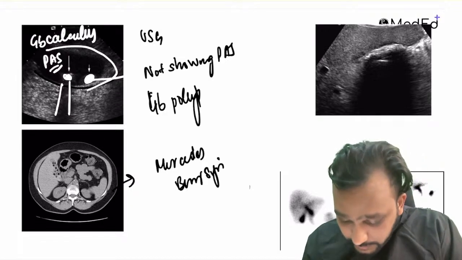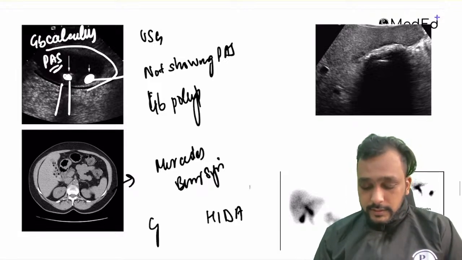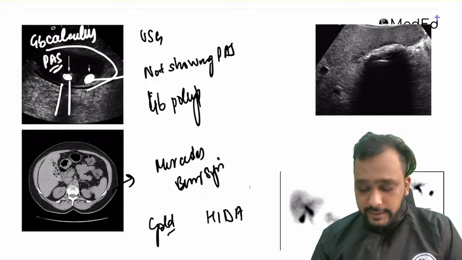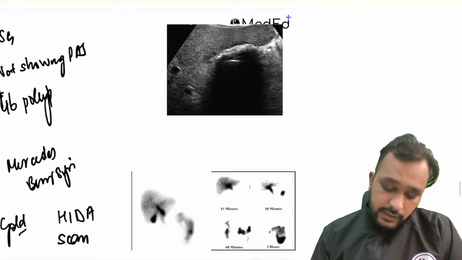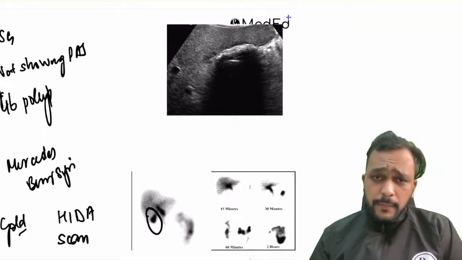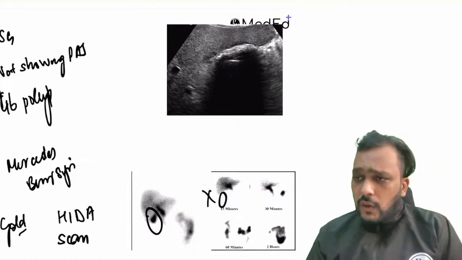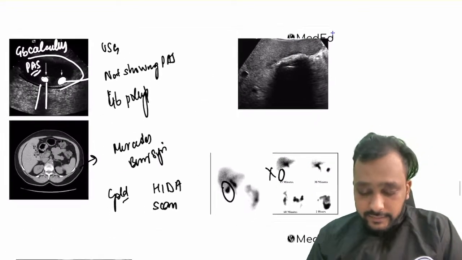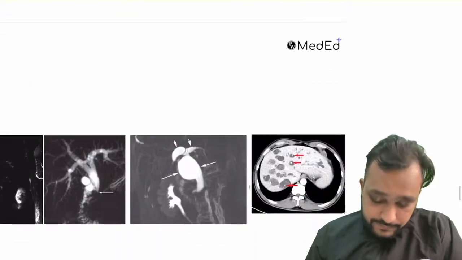And the gold standard investigation of choice is HIDA scan, and on the HIDA scan you can see that a normal gallbladder will show uptake, whereas uptake will be absent on the HIDA scan in a patient with acute cholecystitis, right?